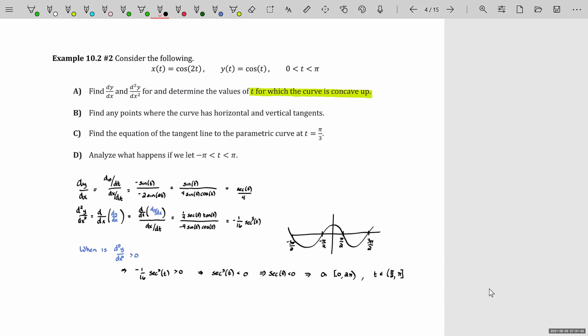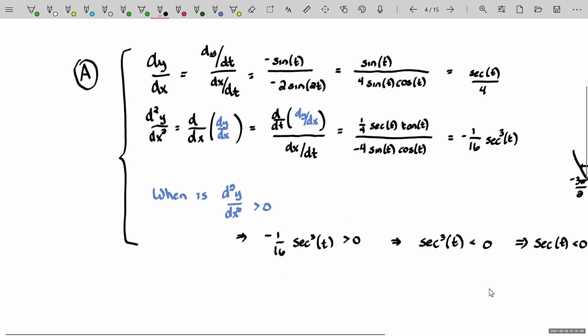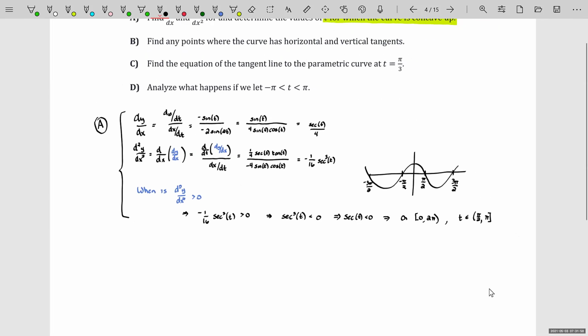All right, thought I'd get all my mistakes out of the way, so let's go ahead and continue forward. Find any points where the curve has horizontal and vertical tangents. This entire piece was part A. Now we're going to part B. I think they speed up as we move forward.